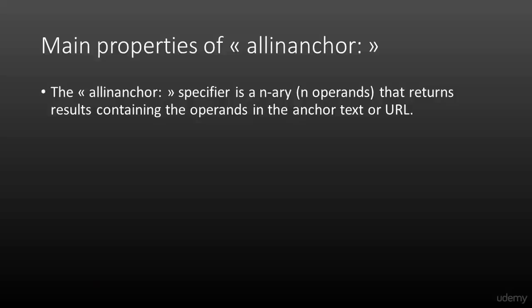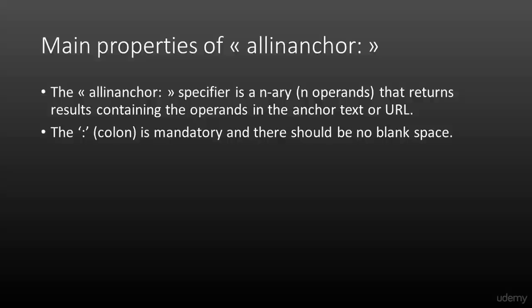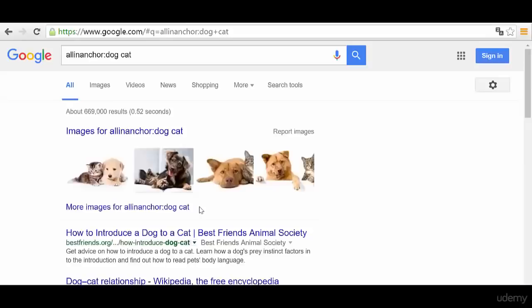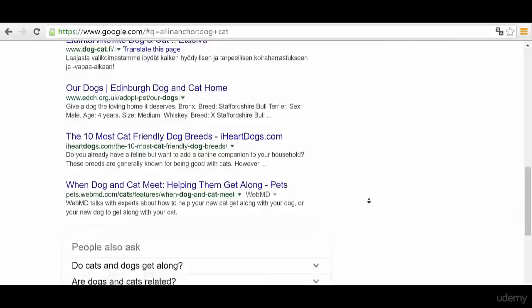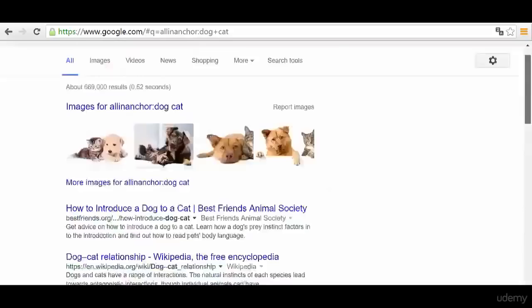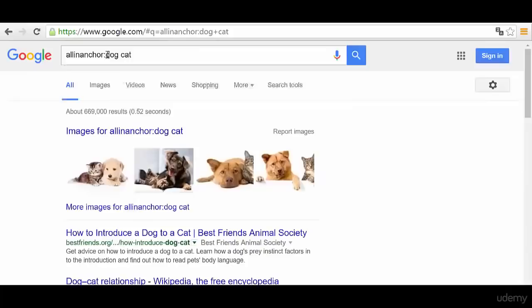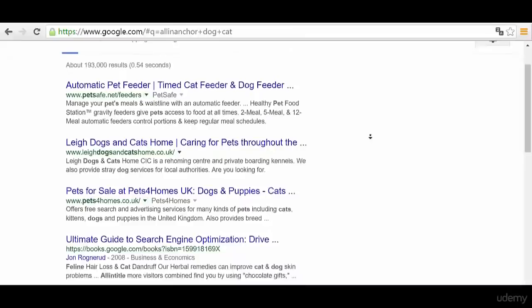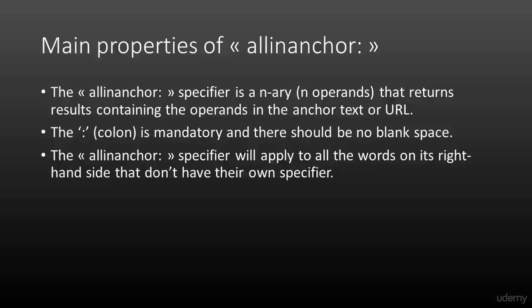The allinanchor specifier is an NRE specifier, it can take any number of operands. What it does is that it returns results that contain all the operands in the anchor text or the URL. The colon is mandatory and there should be no blank space. The allinanchor specifier will apply to all the words on its right-hand side that don't have their own specifier.